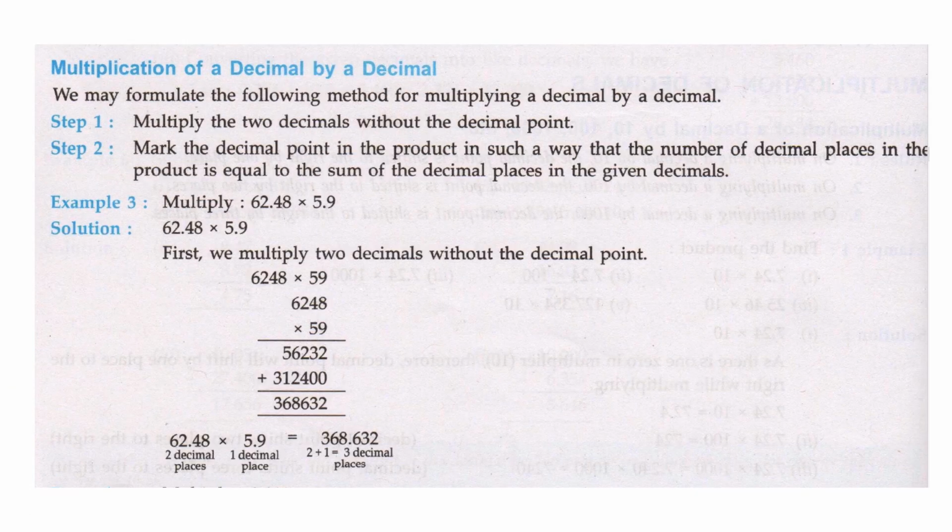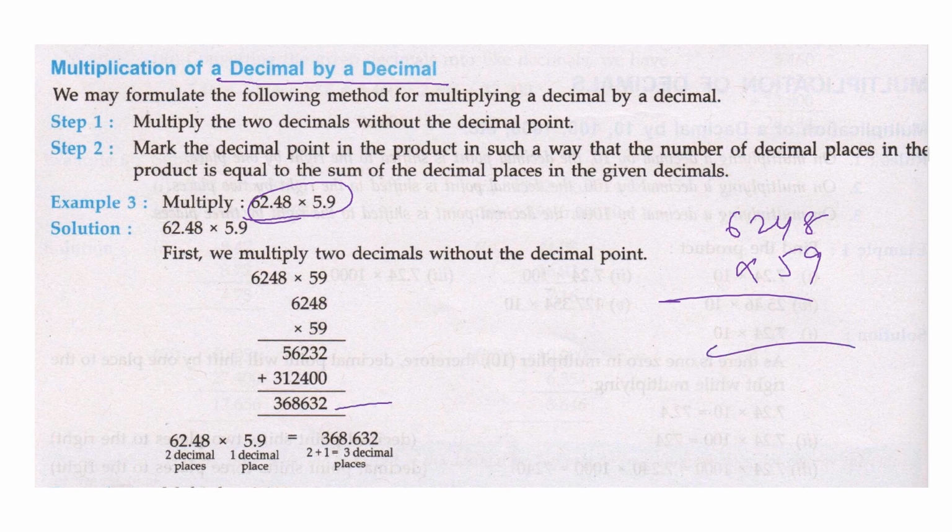Clear? Moving on to multiplication of decimal by a decimal. Here also you ignore the decimal. These two numbers are given. So you do 6248 into 59. You will get the answer as 368632. This much is done. This much you know how to multiply.